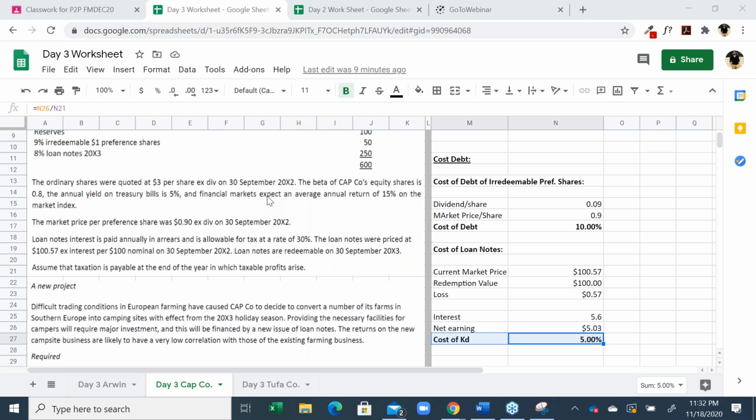Tomorrow we will be continuing with cost of capital, and we will also discuss source of finance, and probably we will start business valuation as well.